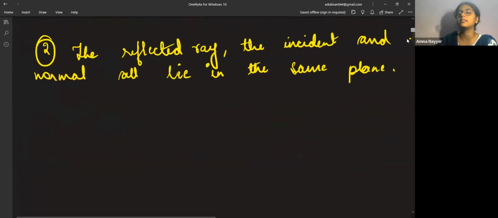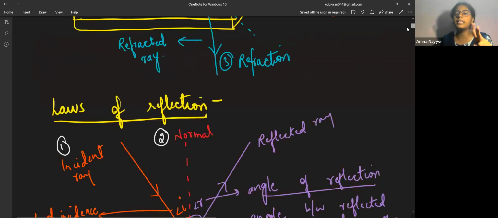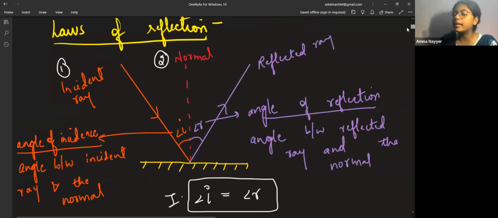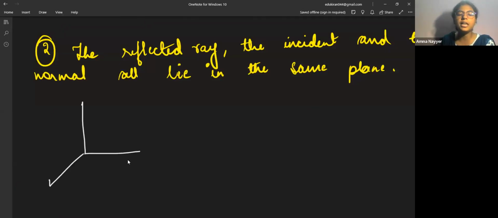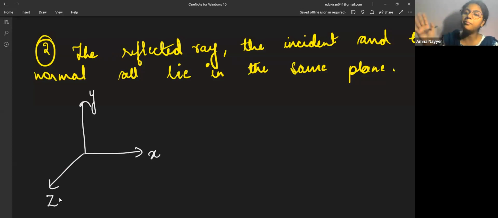Whenever mirror images are drawn, or whenever a ray of light strikes, the second law says that the incident ray, the normal, and the reflected ray, all these three which we have marked, lie in the same plane. This means, when I am talking about the same plane, we have three axes: x-axis, y-axis, z-axis. Now in between these axes we have the planes.